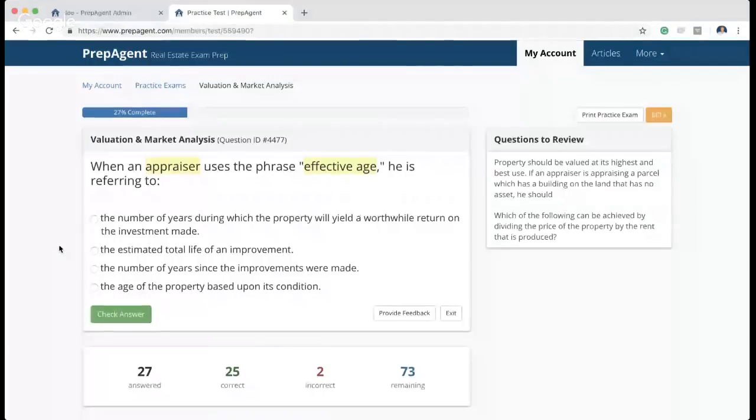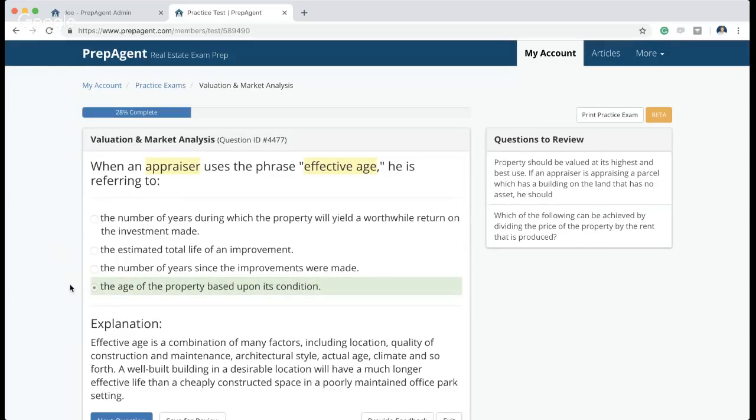All right. When an appraiser uses the phrase effective age, he is referring to A, the number of years during which the property will yield a worthwhile return on the investment made. B, the estimate total life of an improvement. C, the number of years since the improvements were made. Or D, the age of the property based upon its condition. D.